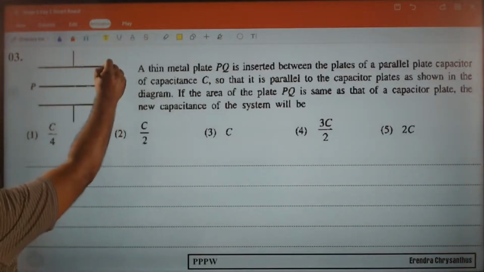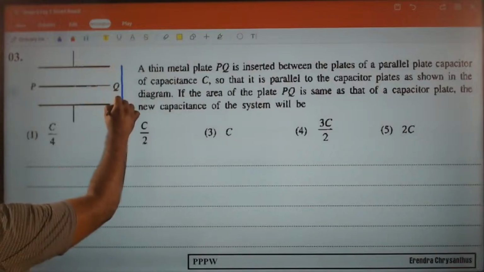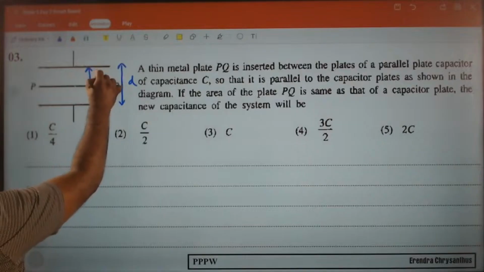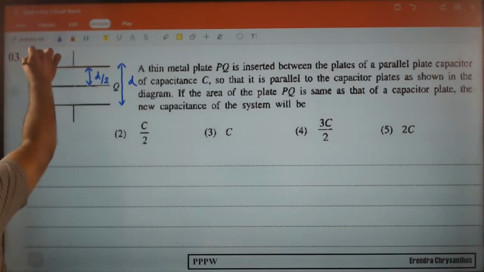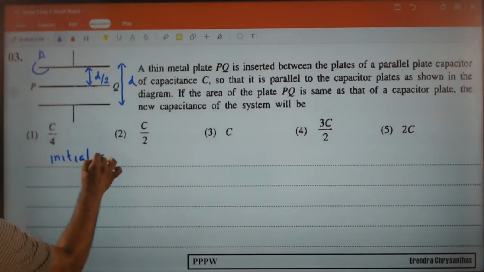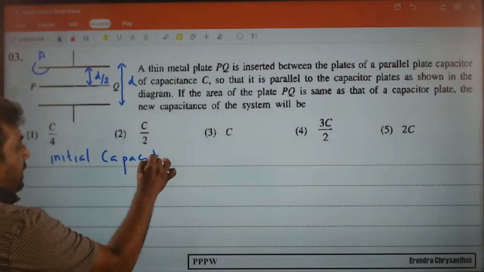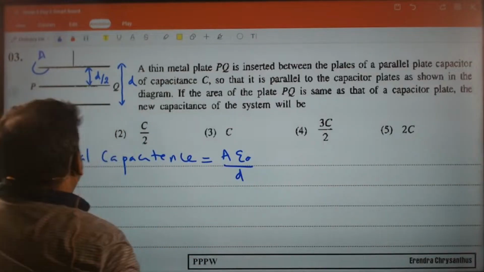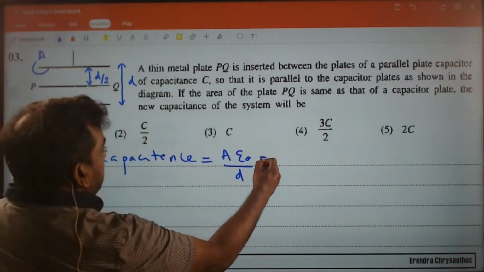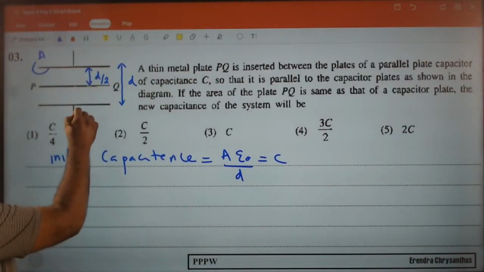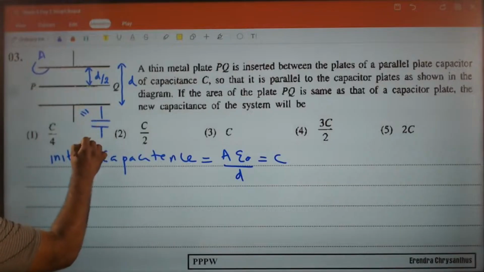So earlier the capacitance here was C, the distance here is d. Now the distance here is exactly half, d over 2. Area of the plates is A. Okay. So earlier, initial capacitance is A ε₀ over d. Now how many capacitors are there? 2 capacitors in series. This is similar to 2 capacitors connected in series.